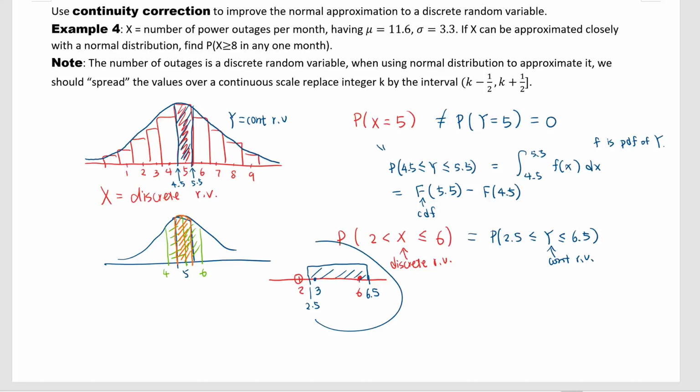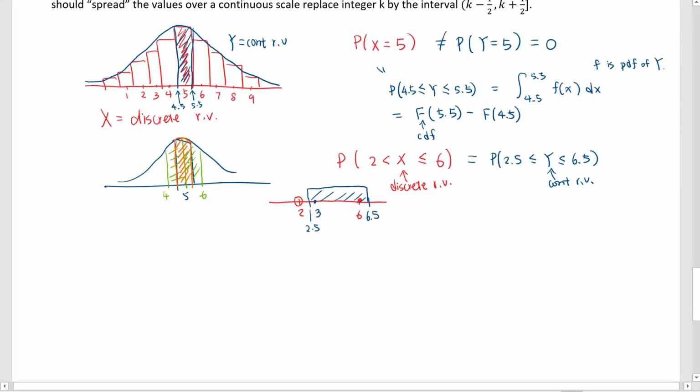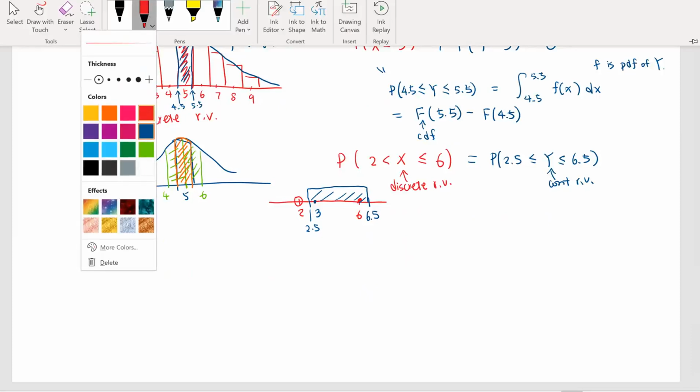So this is the probability over a range. I strongly recommend you draw the picture and then figure out what points you want to include. Here you want to include the 3, so you better pick 2.5. And on the right, you want to include the 6, so you better pick 6.5. Do you want to practice one more? Okay, let's practice one more.